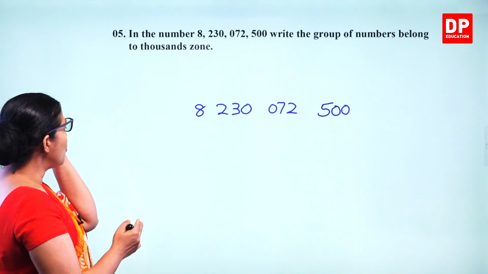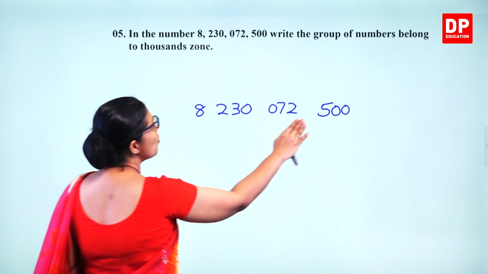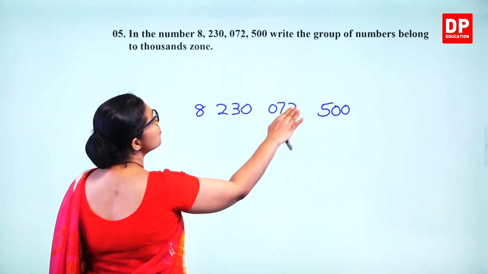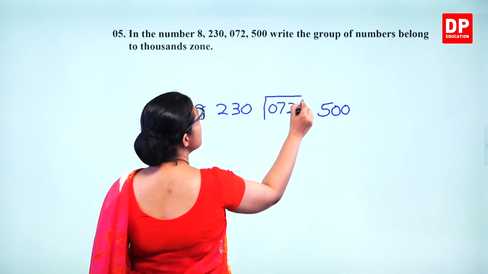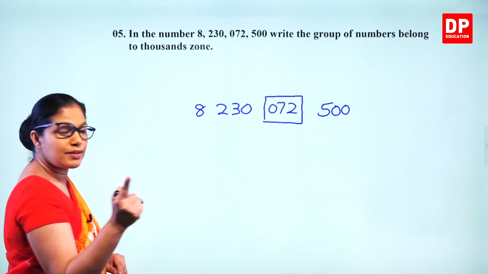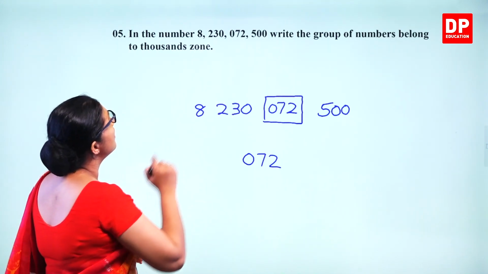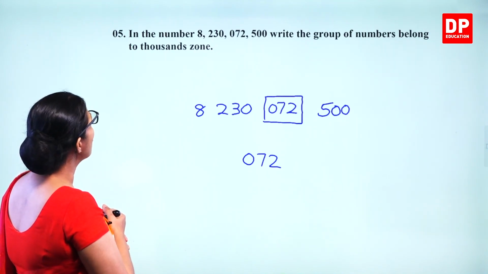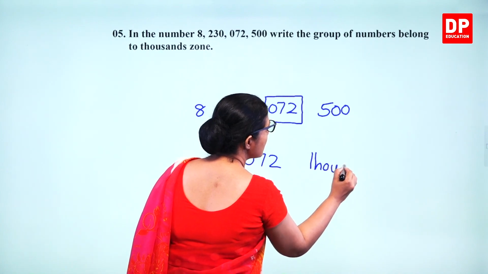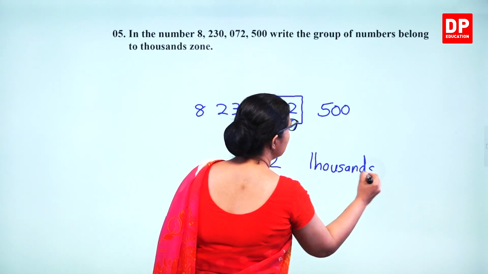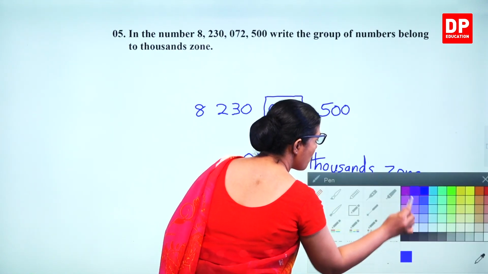But you don't need that. Here they are asking only the thousands zone. So this is the thousands zone. What are the numbers? 0, 7, 2. So this is 72,000. So 0, 7, 2 is the group of numbers belonging to the thousands zone. So you get 2 marks for that.